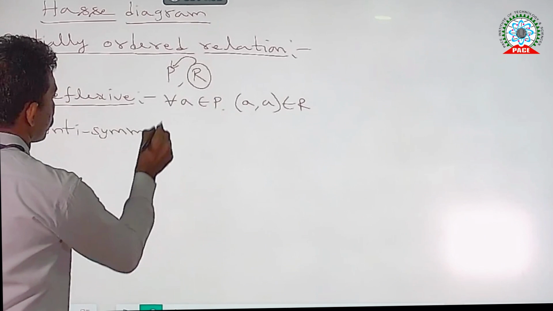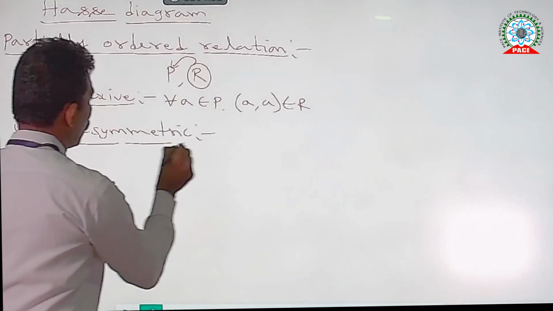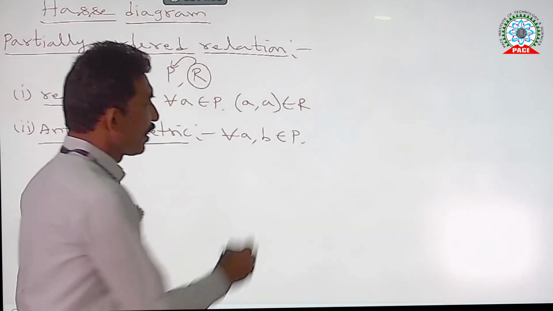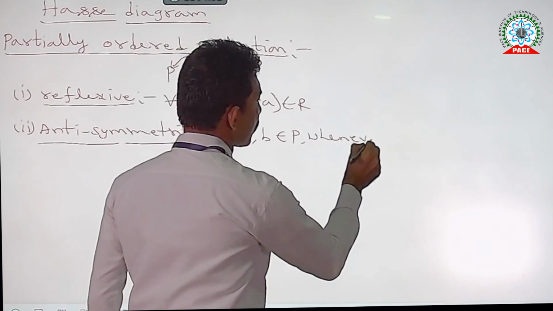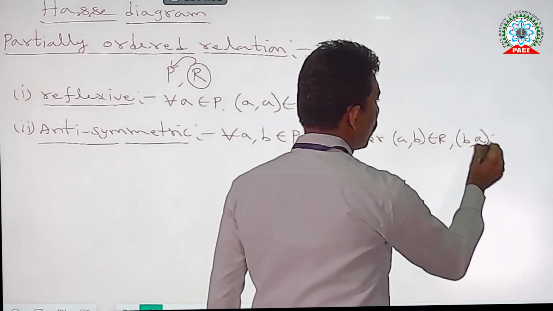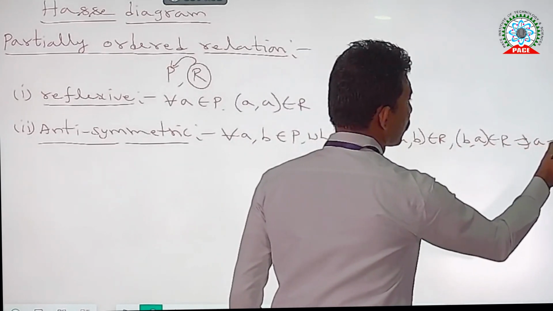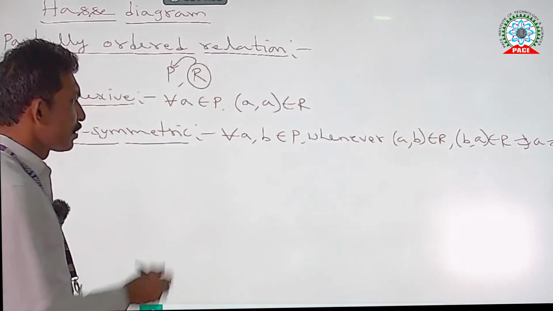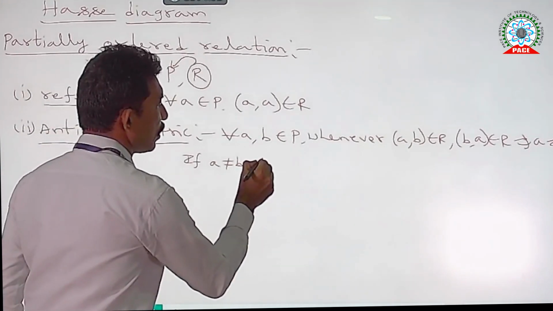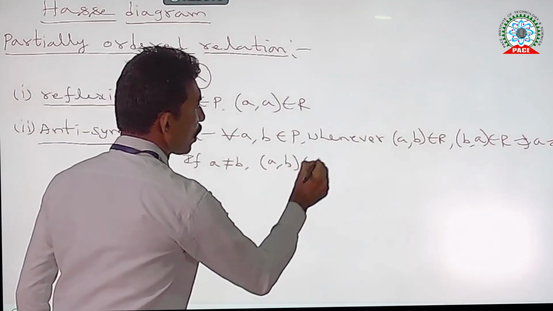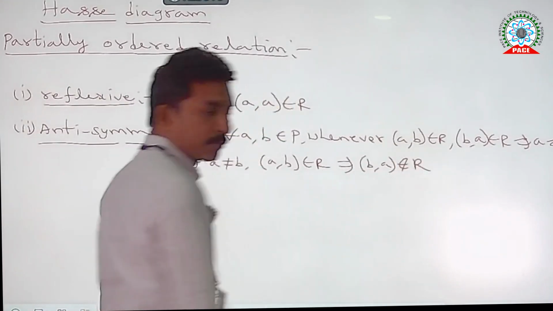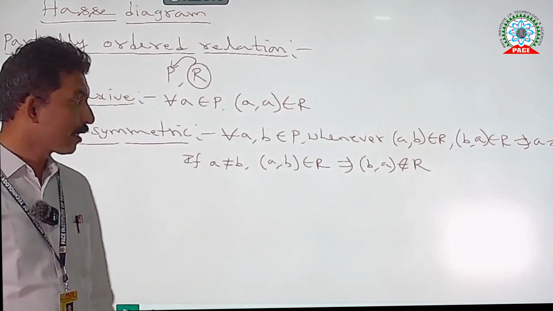Next one is antisymmetric. Antisymmetric for P: whenever A comma B belongs to R and B comma A belongs to R, then both are equal. That means if we take any two different elements, either A comma B belongs to R, then B comma A does not belong to R. The reverse ordered pair does not belong to R.